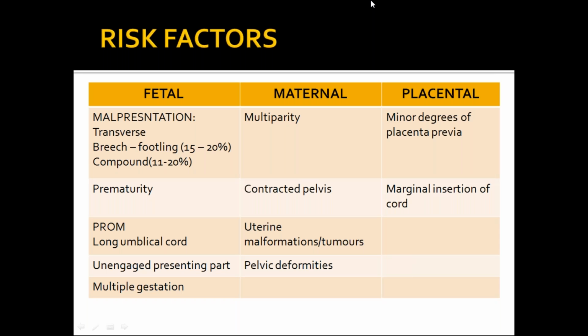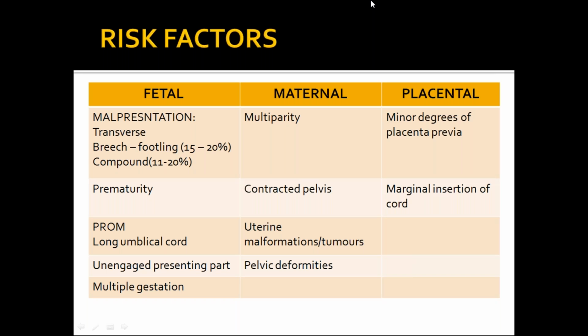So what are the conditions you should remember? Transverse lie, breech presentation, especially footling, compound breech, prematurity, PROM, where the membranes are ruptured, and long umbilical cord. Normally it is up to 60 centimeters. If it is a long umbilical cord, around 100 centimeters, there are more chances for rupture of the membranes and prolapse of the cord. If the presenting part is unengaged, not tightly fit into the lower uterine segment, there will be a gap and there are chances for prolapse.